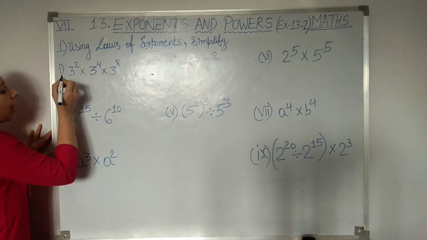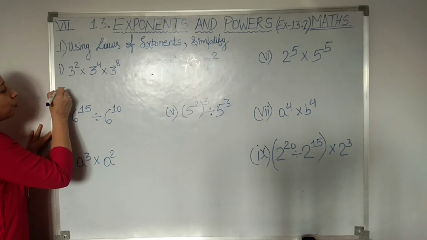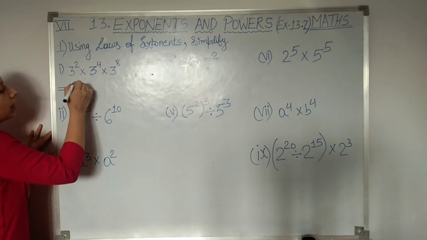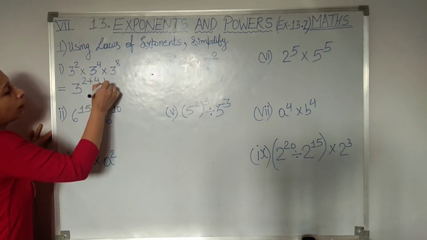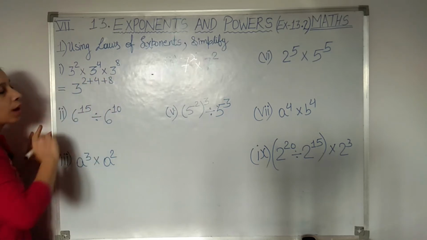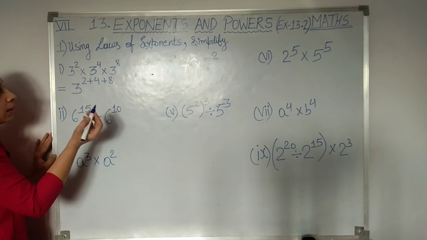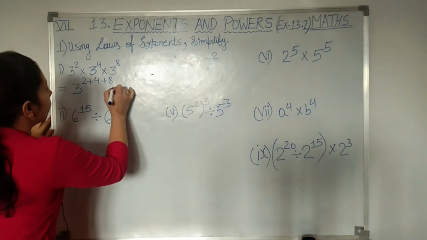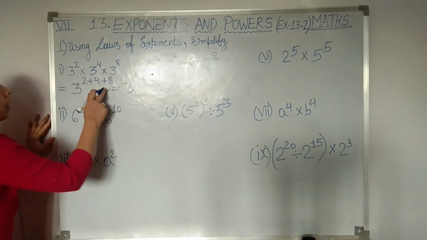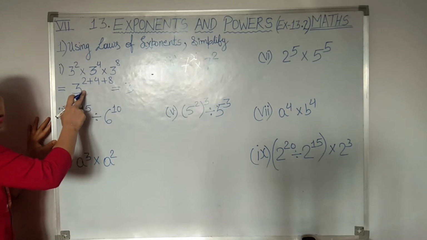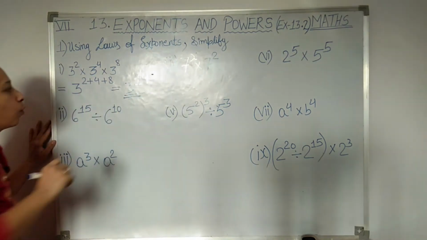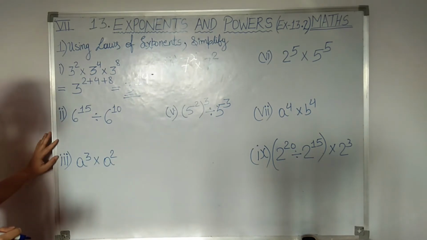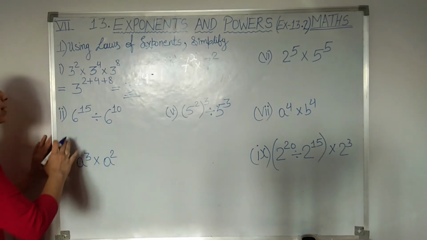So the same thing here I will be using, students. I will write here 3 raised to the power 2 plus 4 plus 8. I hope no doubt is there. We are adding the powers here, so 8 plus 4 is 12, 12 plus 2 is 14. The final answer is 3 raised to the power 14. Clear? Now let us see the second point.